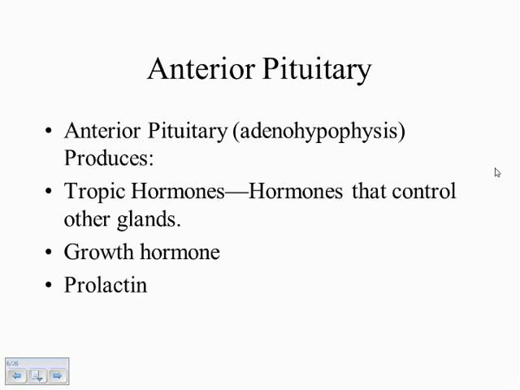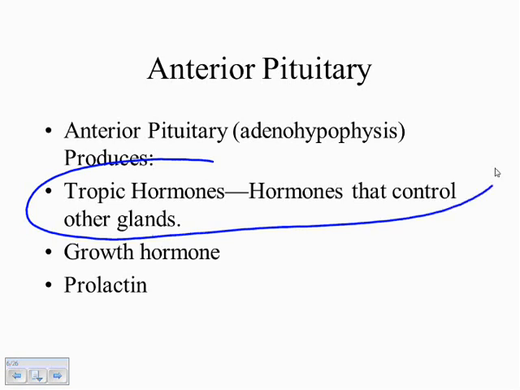Remember, we said this is like the Darth Vader of our endocrine system. It secretes a whole category of hormones called trophic hormones. Their job is to control the other glands. That's what they do. They either turn on or turn off other glands. In addition to that, those hormones release some other things that are important too.